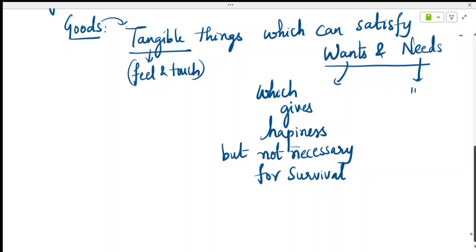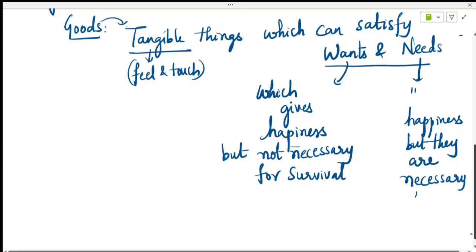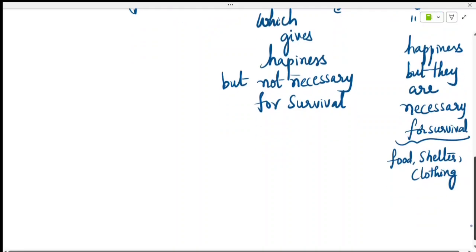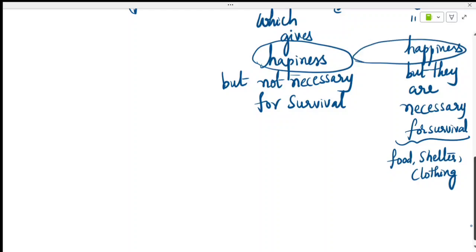When it comes to needs, they also give happiness, but they are necessary for survival. Without them, we cannot live. For example, food, shelter, clothing. These are our minimum needs. So the basic difference is that wants give us happiness but are not necessary for survival, while needs also give happiness but are necessary for survival. Without needs, we cannot live. This concept of happiness in terms of economics is called utility, or else one more name for it is satisfaction.